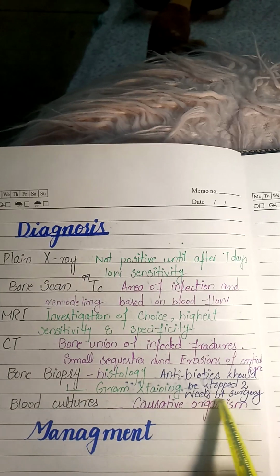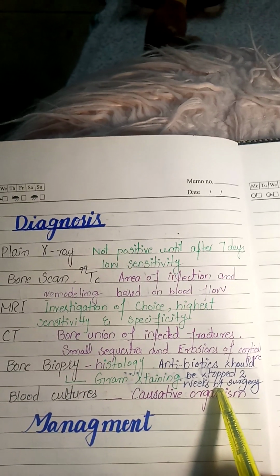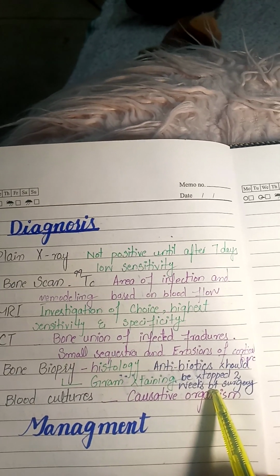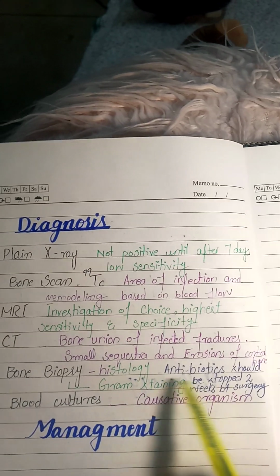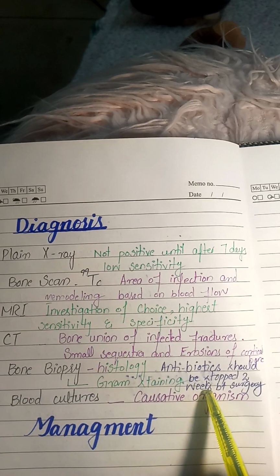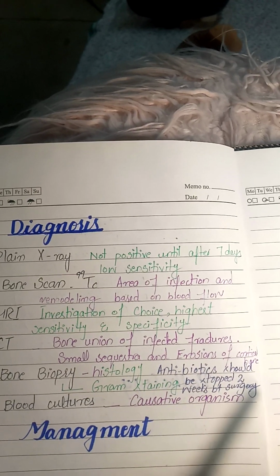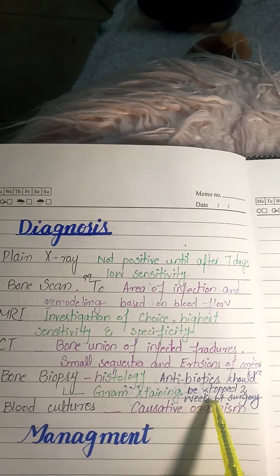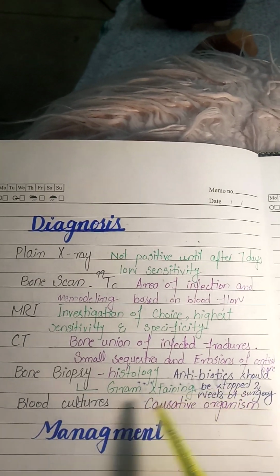And there is this point that if patient needs surgery, if patient is on elective list, then we should stop antibiotics for at least 2 weeks prior to surgery, because we have to take sample during the surgery. And if patient is on antibiotics, culture will be negative, so we want to know the causative organism. That's why we should stop antibiotics 2 weeks before.